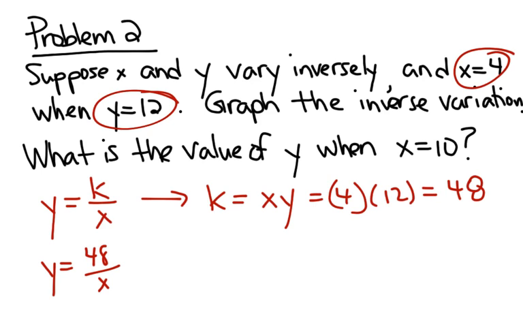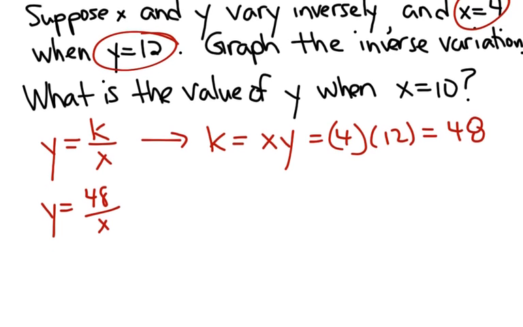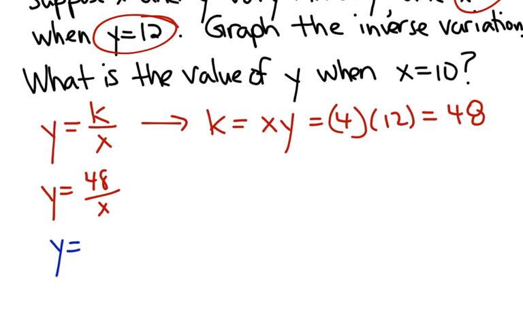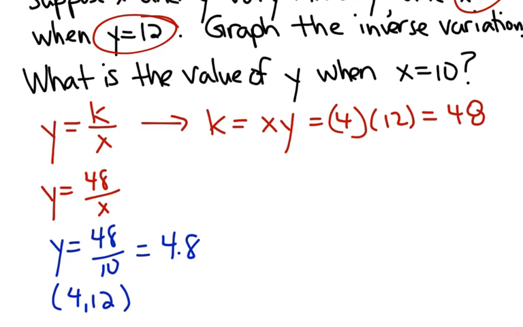I also want to find out what y is when x is 10. So if I plug in 10 for x, I find out that y is 4.8. Well, now I have two ordered pairs that lie on this particular curve. I have 4, 12, and I have 10, 4.8. So that kind of makes sense that as x increased, y decreased.